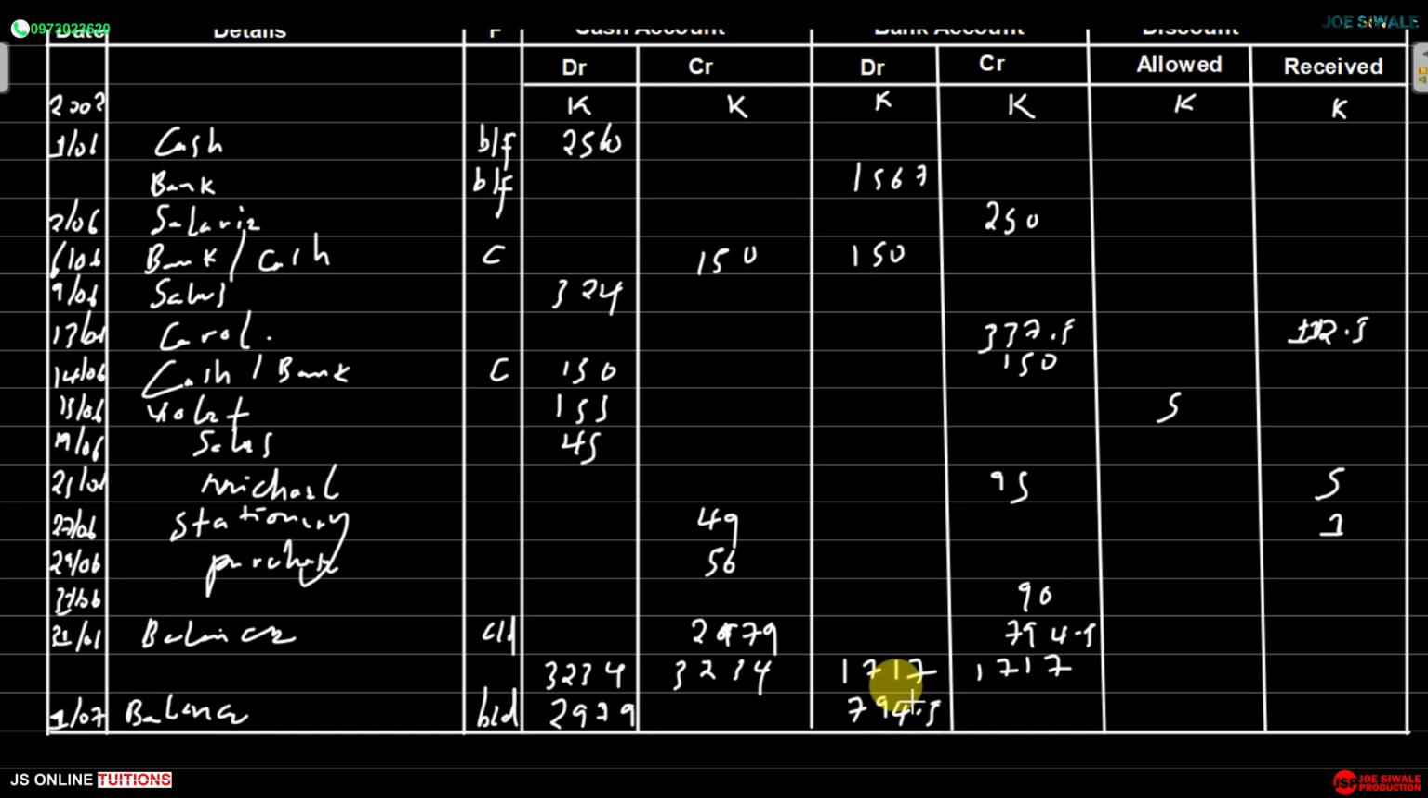So to record our balance brought down, we're going to say 794.5. And to find the totals of discount received and discount allowed, we don't find balance carried down or balance brought down for discount received and discount allowed. You just record the totals how they appear. So on discount allowed, you just have 5, so we're going to put our 5 there. Then on the discount received, we have 112.5 plus 5 plus 1. The answer that I'm having is 118.5. So that's how you can record the 3-column cash book.